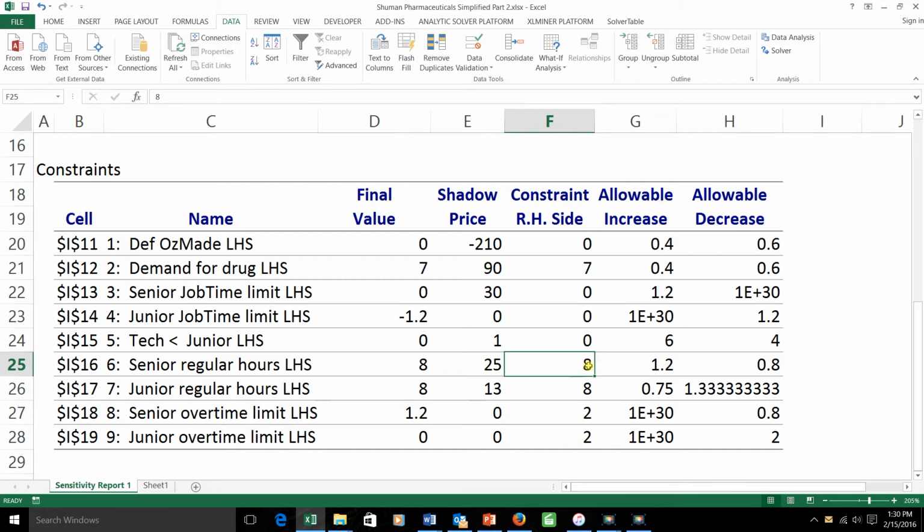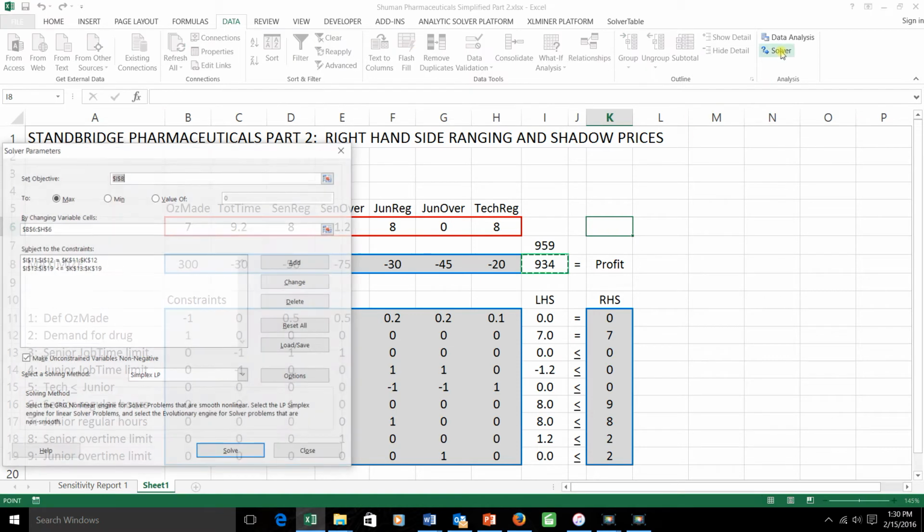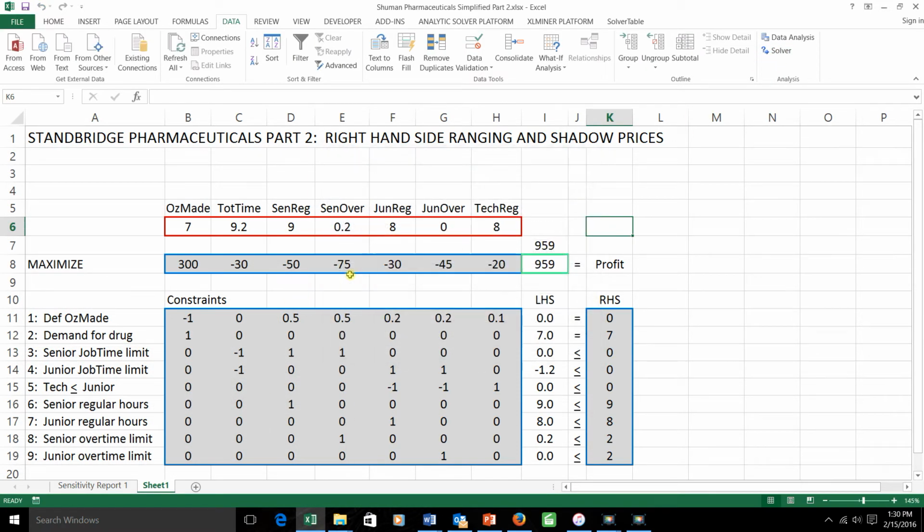Let's see what this means in this particular problem. Suppose the senior chemist could work up to 9 hours during regular time. This says profit should go up by 25 bucks. Let's try that. I'm going to increase the amount of time he's allowed to work from 8 up to 9. And I'm saying profit should go up by $25. Adding 25 to 934 takes me up to 959. So if everything we said is true, when I resolve this problem, that number ought to become 959. Let's see if it does. Solver, solve the program. And sure enough, our new profit is 959. One more hour of regular time for the senior chemist made us an additional profit of 25, the shadow price.